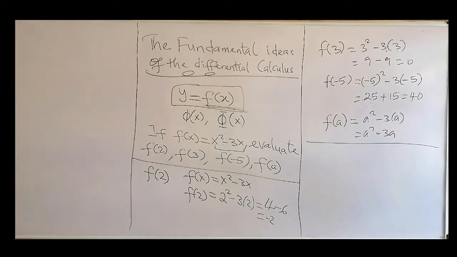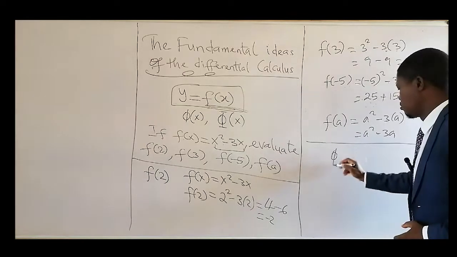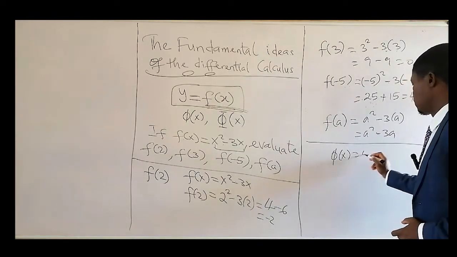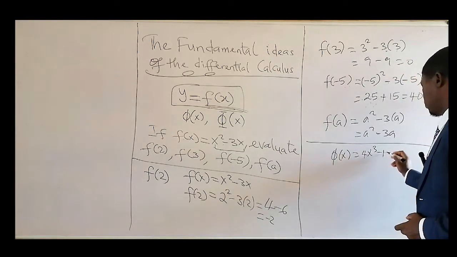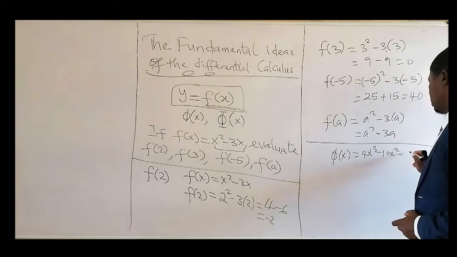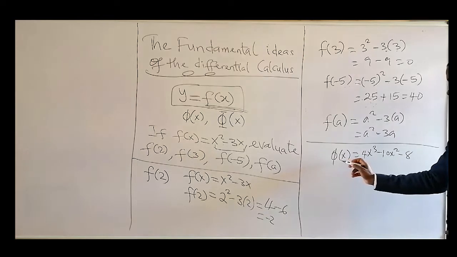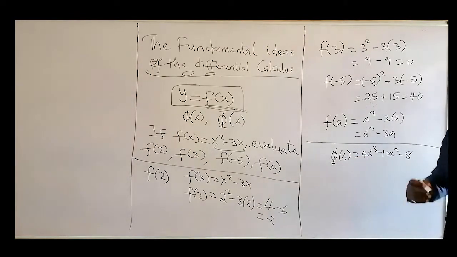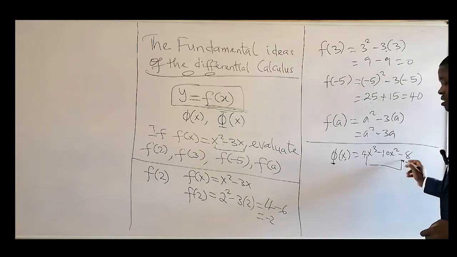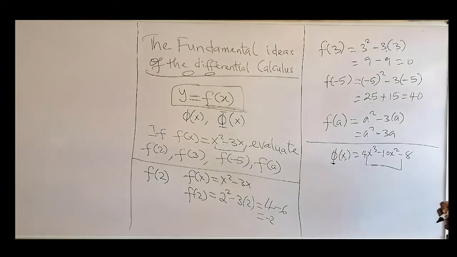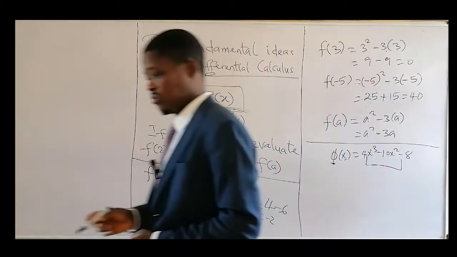If you have something of this nature, maybe 5x cubed minus 10x squared minus 8, it means that this is a function of x. That means the expression is written in the form of x. Let's take more questions on functions.